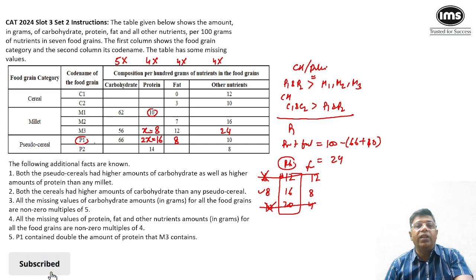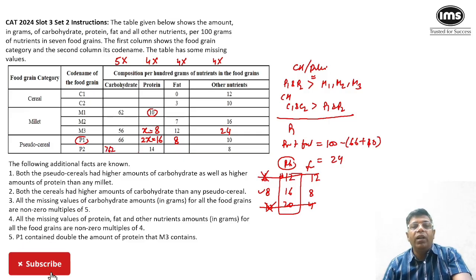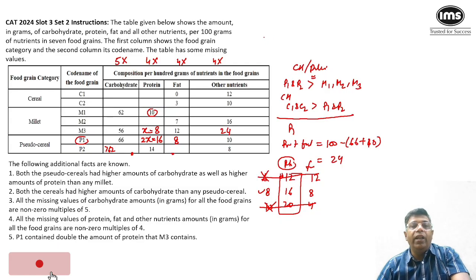Now let's proceed further. Can I calculate for P2 also? Let's try to do it for P2. Now we know that P2 has to be greater than 62. The reason is that the carbohydrate content in all the categories of pseudo cereal is more than millet, so this value has to be more than 62. Now let's take the summation of these two values, 14 plus 8, which is 22. So you can say in P2 carbohydrate plus fat should be equal to 100 minus (14 plus 8), that is 22.